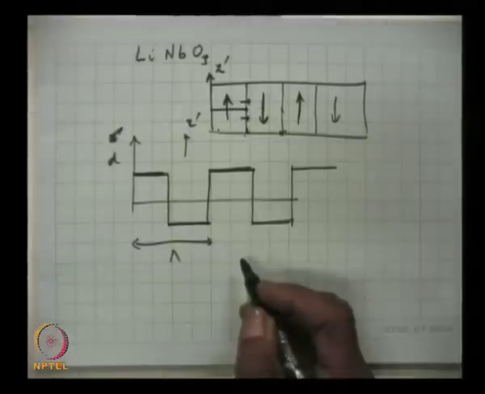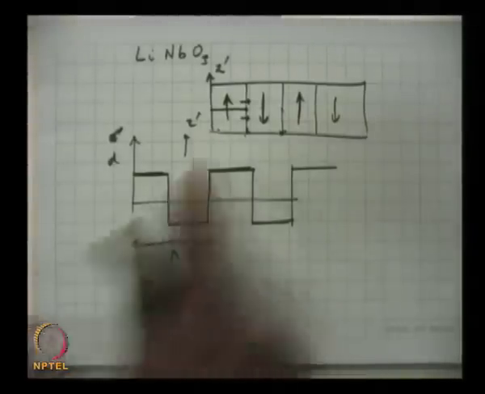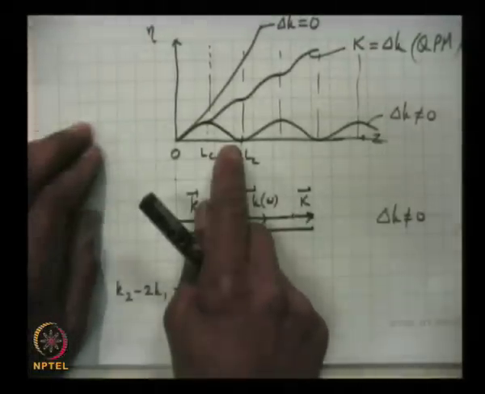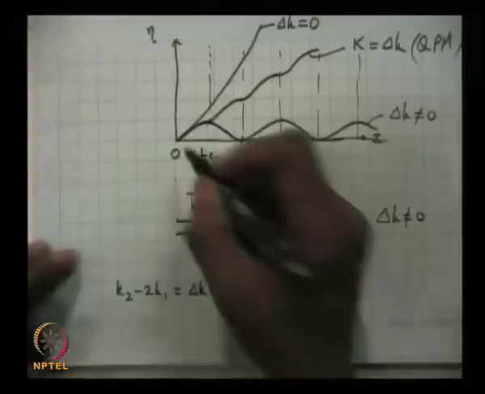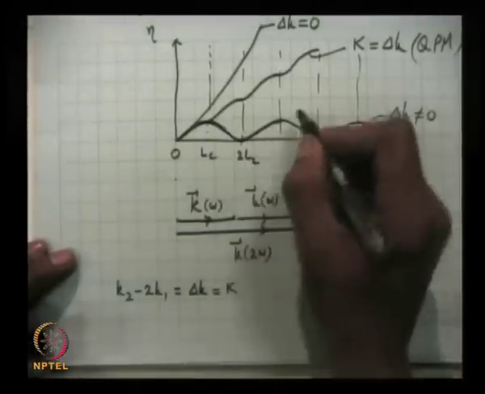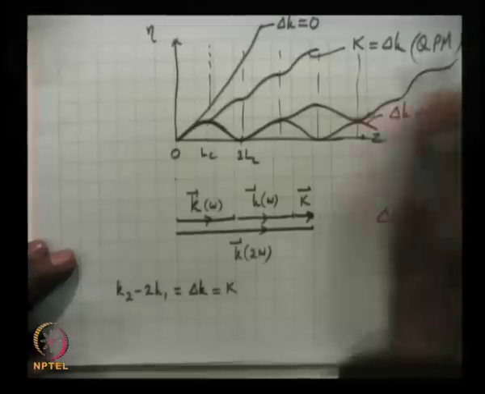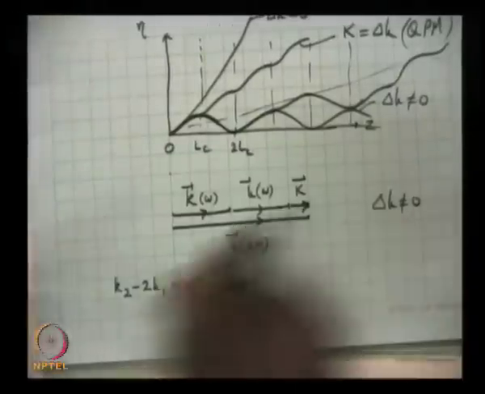For example, I will show you that it is not necessary that I change every LC. I can change every 3 LC, because the Fourier series will have that. It does this, then it increases now much slower, because the Fourier series contains higher order spatial frequencies which I can use to phase match.